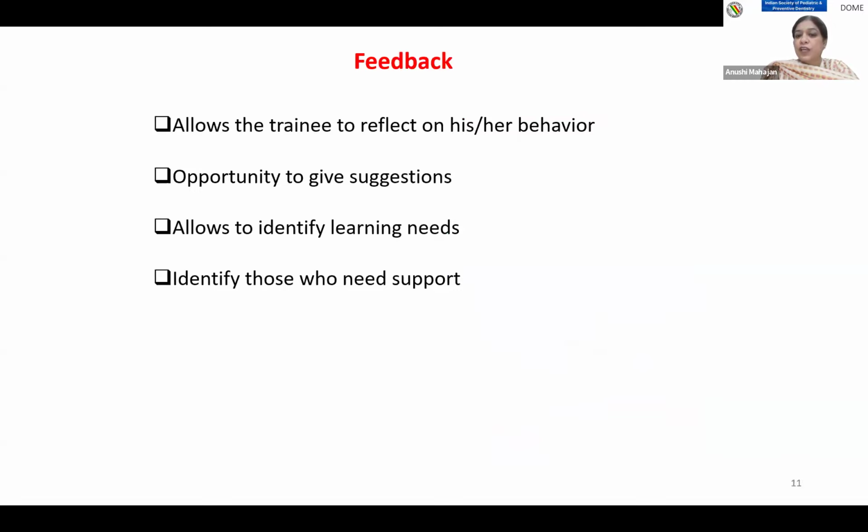Feedback allows the trainee to reflect on his behavior. It gives opportunity to give suggestions, allows to identify the learning needs and identify those who need support.